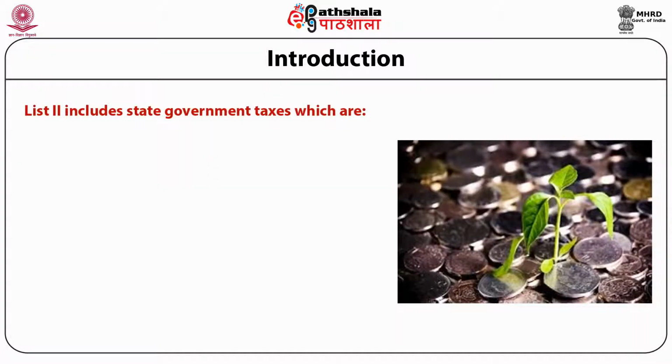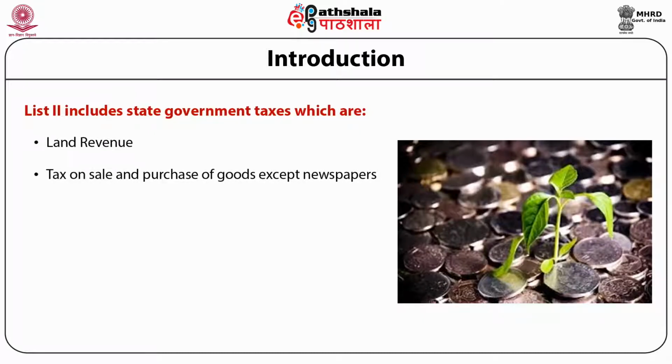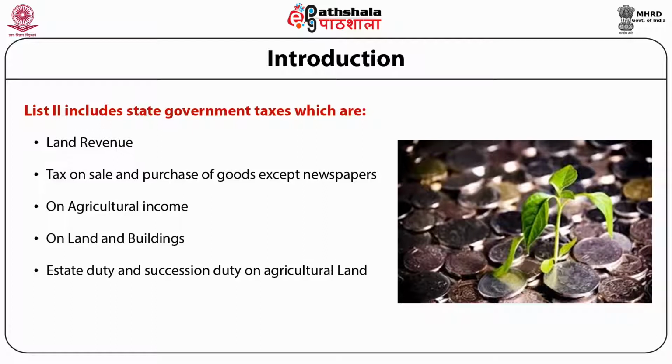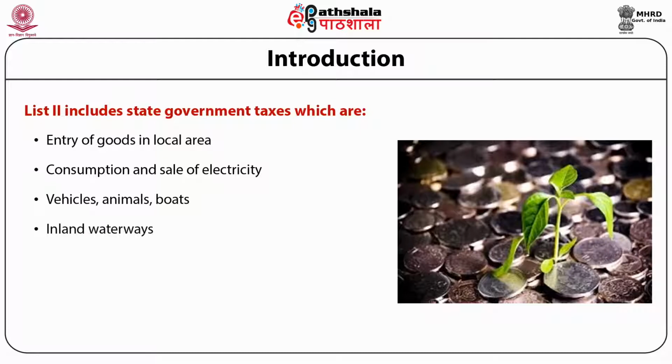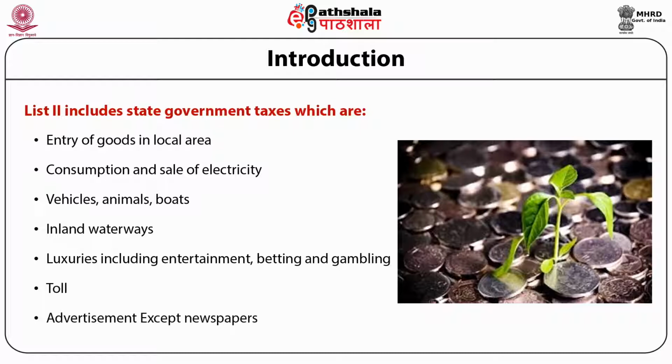List 2 includes state government taxes, which are land revenue, tax on sale and purchase of goods except newspapers, on agricultural income, on land and building, estate duty and succession duty on agricultural land, excise on alcoholic liquor and narcotics, entry of goods in local area, consumption and sale of electricity, vehicle, animals, boats, inland waterways, luxuries including entertainment, betting and gambling, toll, advertisement except newspapers.